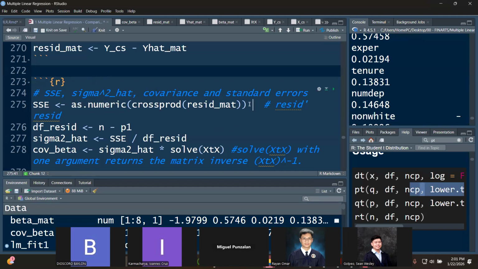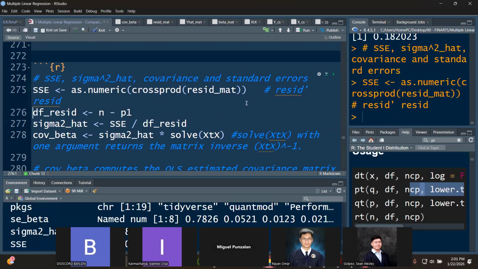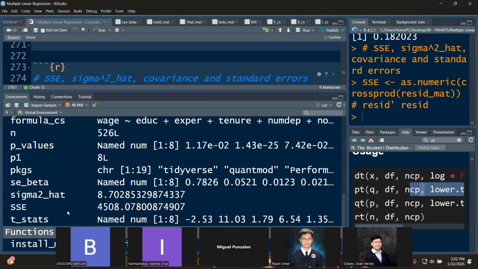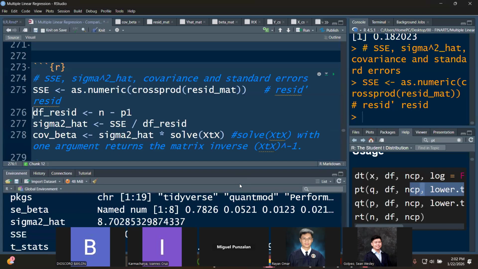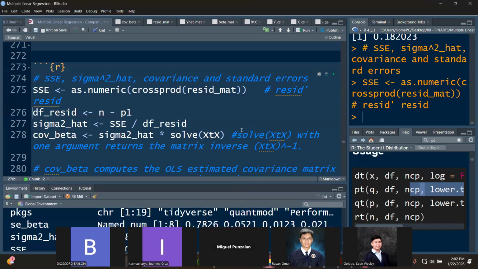Okay, so let's run this, class. Control Enter. And take a look at your SSE, sum of the squares of your errors. It's 4508.07. It's just one number. So how do you get this? You get the difference between your actual value and your predicted value, square it, and then sum that up. That's your sum of the squares of your residuals.